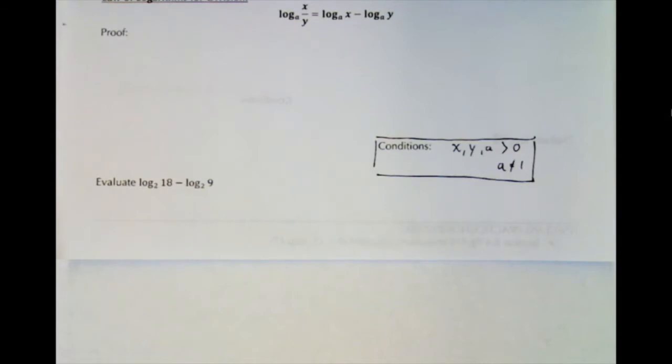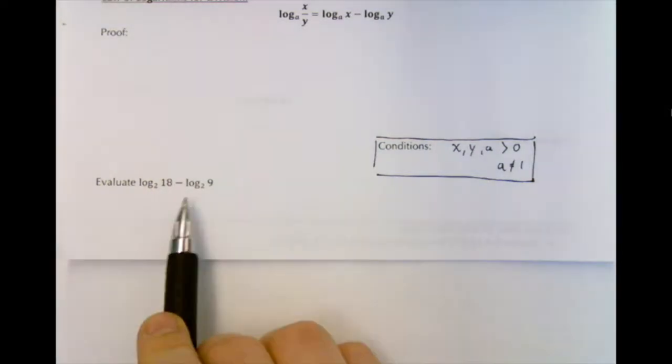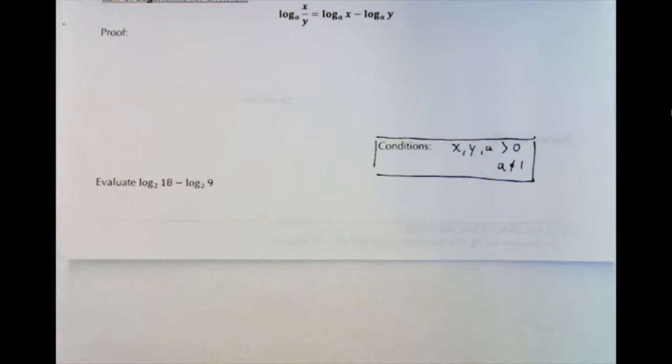So our example, we have log of 18 base 2 subtract the log of 9 base 2. We can't evaluate either of those without getting a decimal, but if we use the law of logarithms of division, we can put them together as a single log, and then we may be able to evaluate that one. So let's see here.